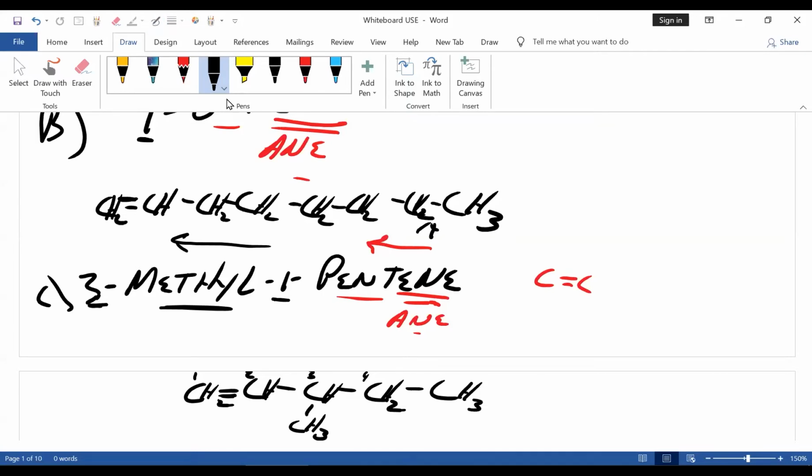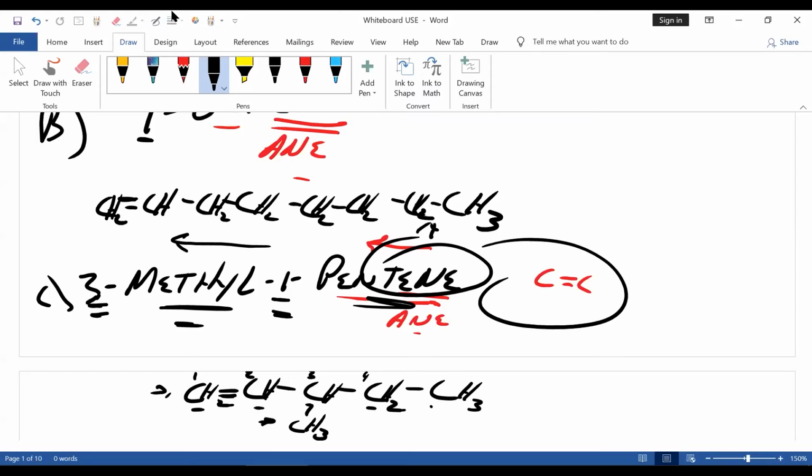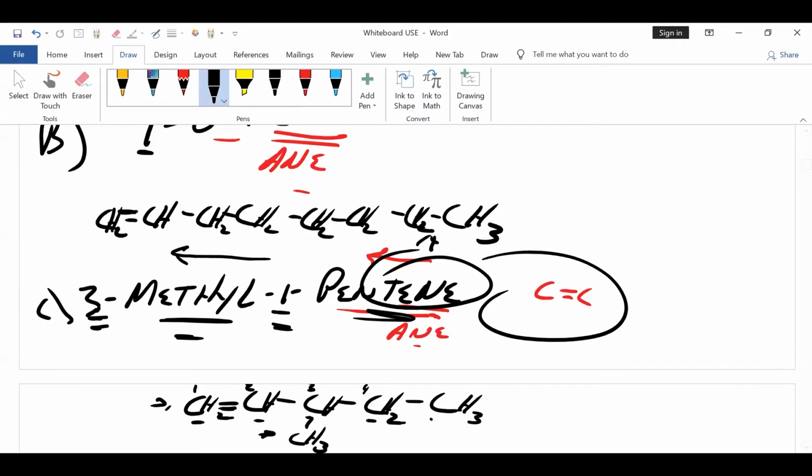And that would be 3-methyl, 1, 2, 3, 4, 5, double bond at carbon 1, 3-methyl-1-pentene. Remember, EN ending tells you double bond. And don't forget, you should always remember there's 4 bonds to carbon.